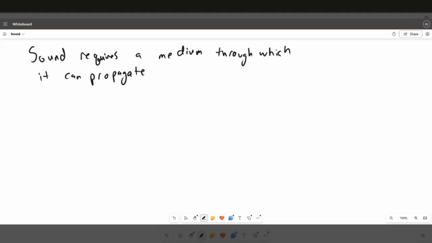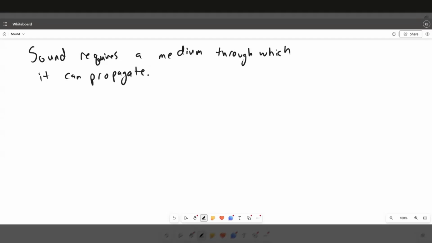So, for example, the light from the sun is able to propagate through space, even though space is a vacuum. And there's no particles in between us and the sun that light wave can travel through, basically. However, sound needs a medium to travel through. So, for human hearing, that medium is the air around us. The individual particles of the air will oscillate in the direction the sound waves travel.